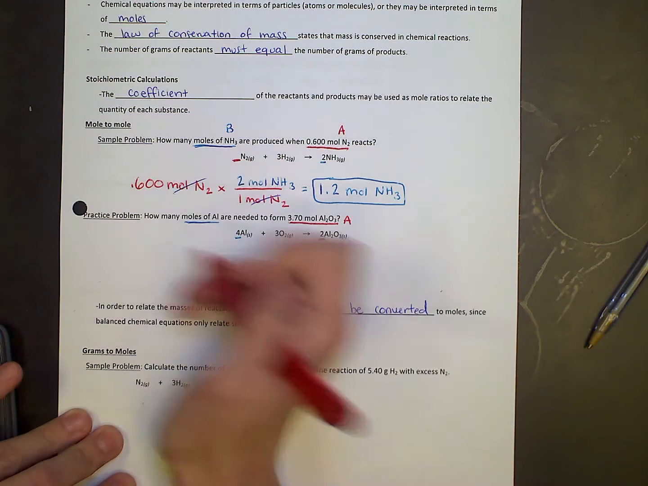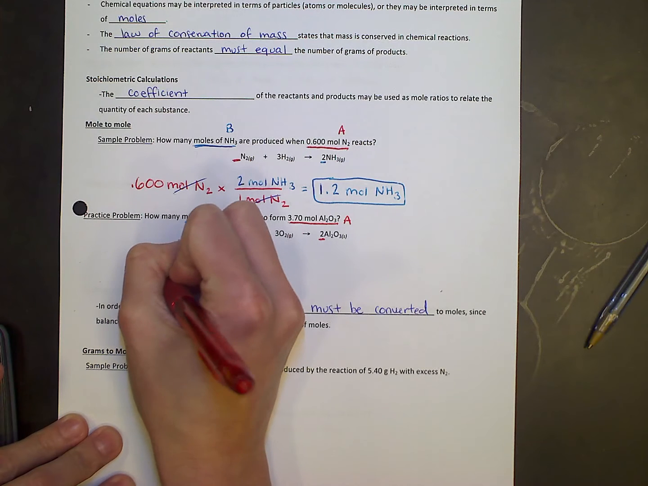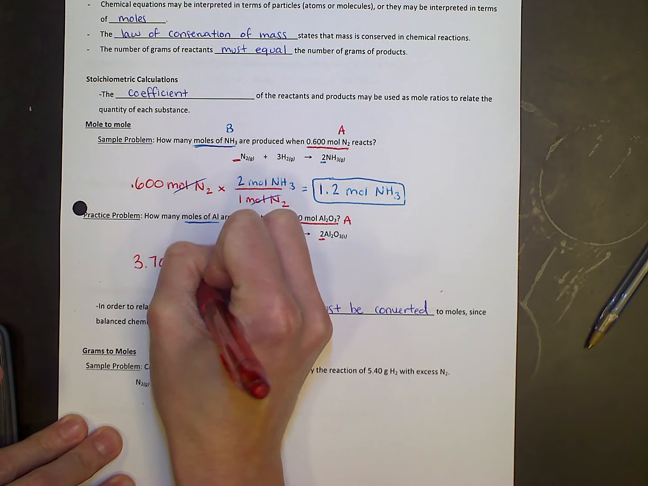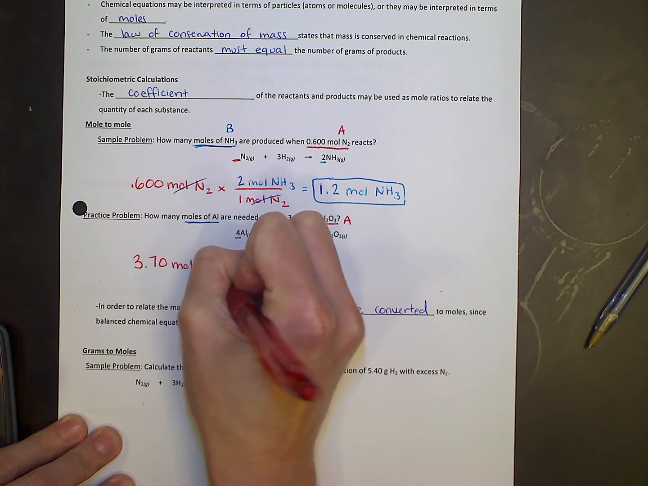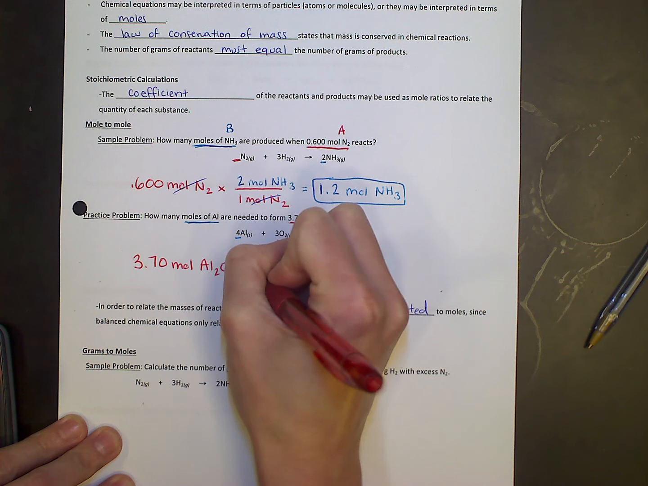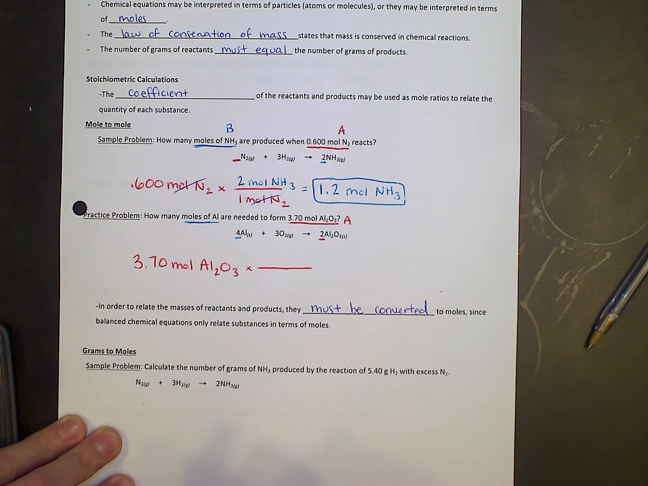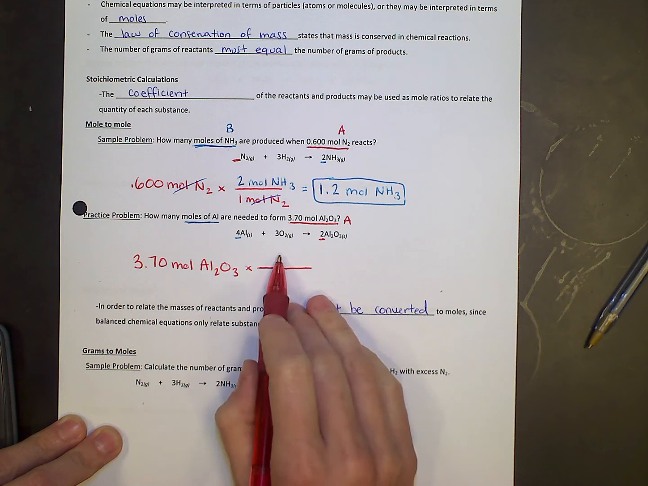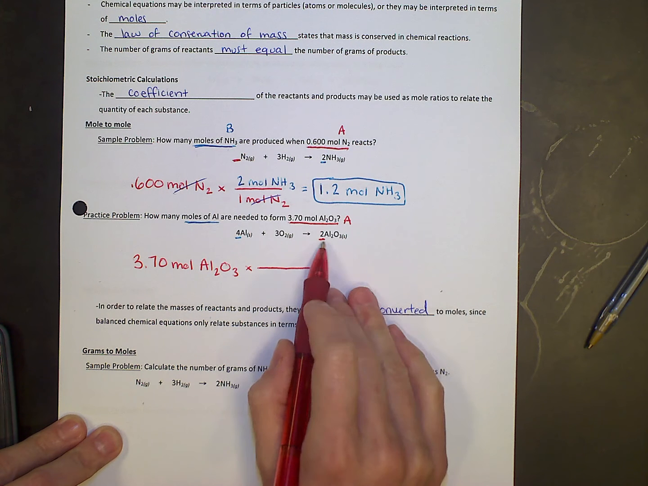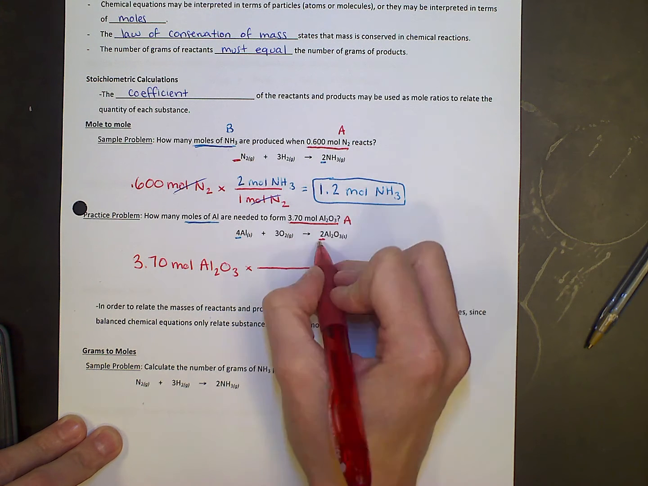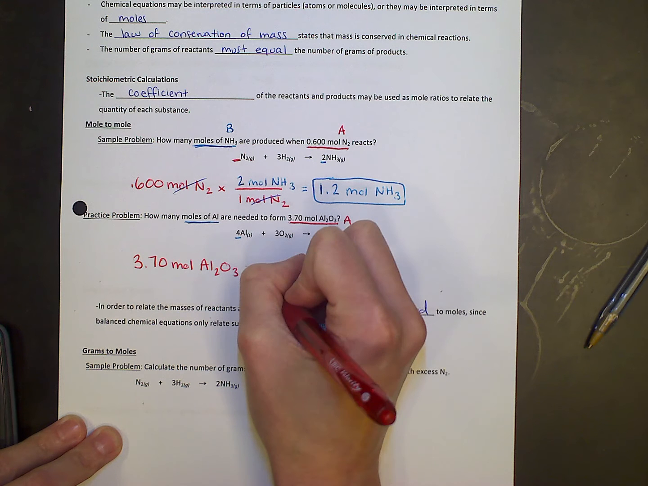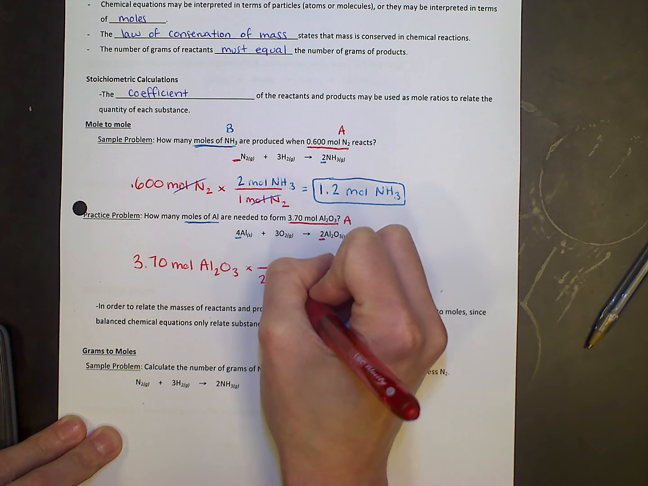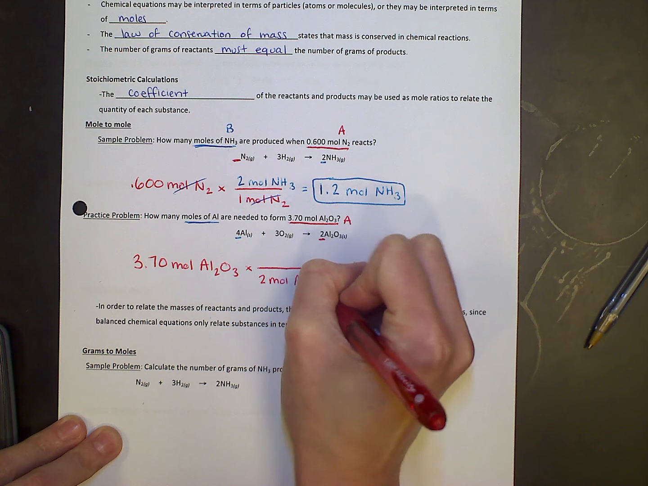We're starting out with 3.70 moles of Al2O3. That's what we're starting with. Here comes the ratio. Remember, it's want over have. So we have Al2O3, and that coefficient was 2, so 2 moles of Al2O3.